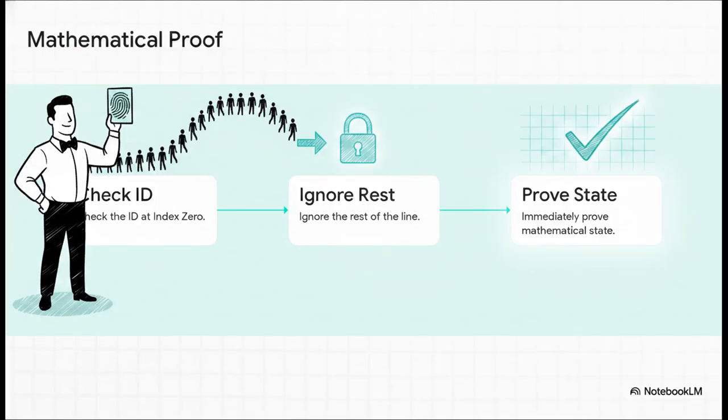To put this into perspective, let me give you a highly relatable analogy from our sources. Think of this engine like a really incredibly efficient bouncer at a busy nightclub. This bouncer absolutely does not care about the entire line of people wrapping around the block. They only need to look at the ID of the single person standing directly in front of them, right at index 0. By strictly checking that one most recent entry, you instantly get an immediate mathematical proof of state. You guarantee absolute digital truth without having to drag your system through a massive chaotic history of past transactions.